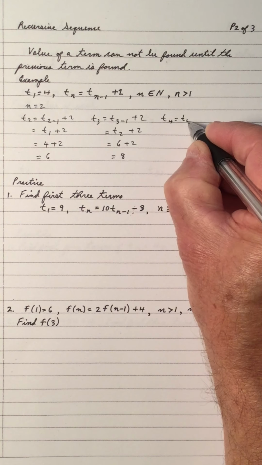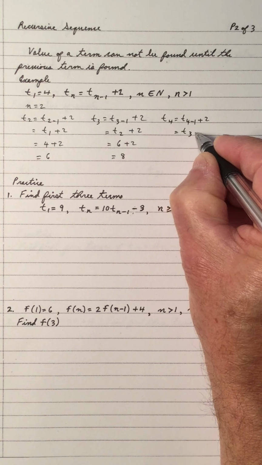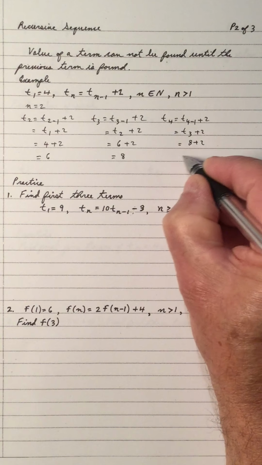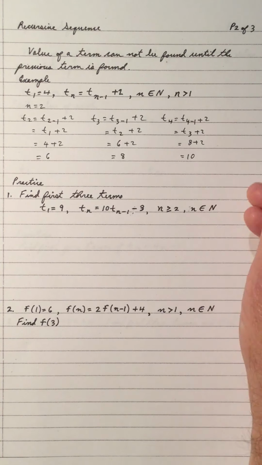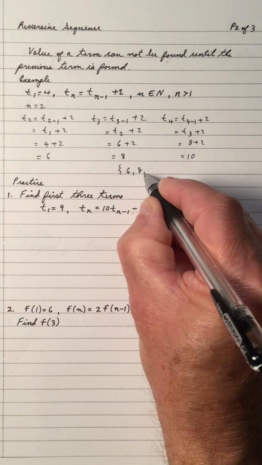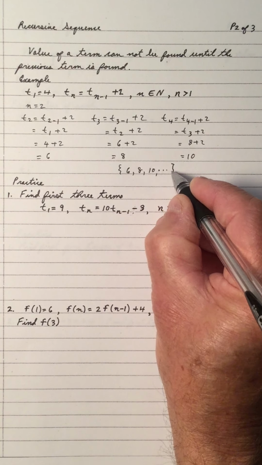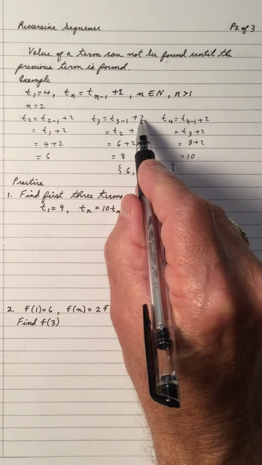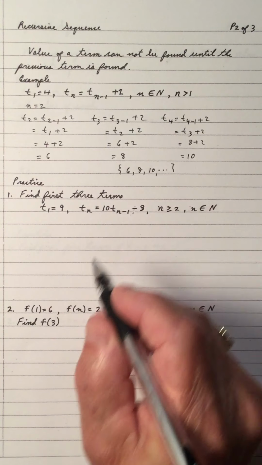So we get t of 4 minus 1 plus 2. T of 3 plus 2. T3 is 8, plus 2 is 10. And I can continue on with this, and the sequence is 6, 8, and 10, and it continues with that pattern. Notice this pattern, you're adding on 2 each time. 6 plus 2 is 8, plus 2 is 10.